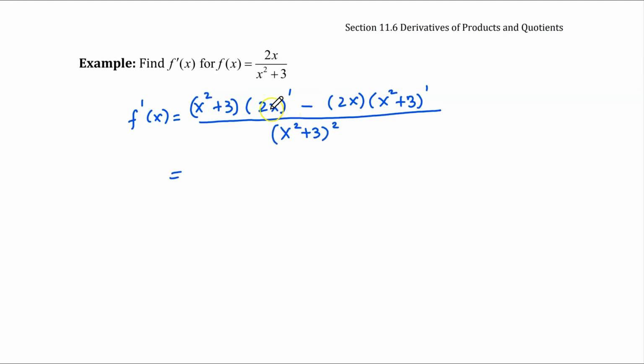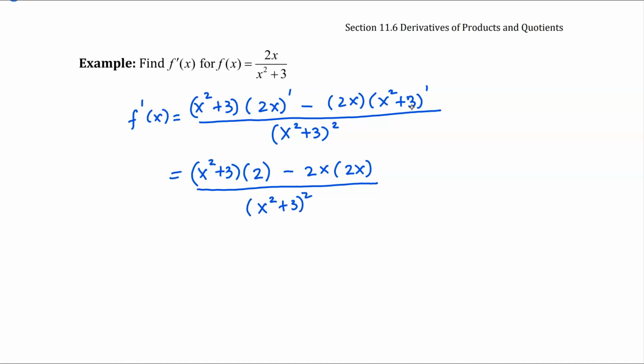Then let's go ahead and perform the derivatives here. So we have x squared plus 3 times the derivative of 2x is 2, minus 2x times the derivative of x squared plus 3, which is 2x, divided by, copy the denominator, x squared plus 3 squared. Now, in answering your homework, you can plug in your answer like this, or you can also simplify it.